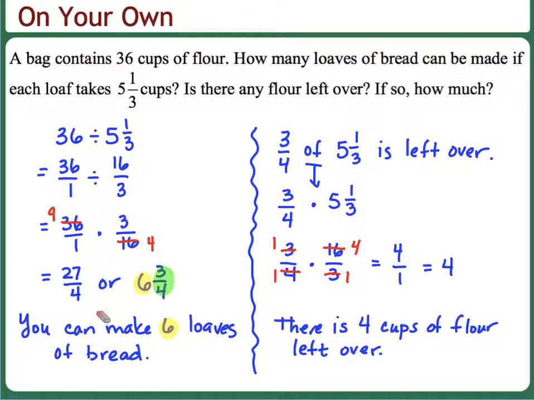All right, after dividing, you can make 6 loaves, and there's 3/4 of a loaf left over. So 3/4 of the 5 1/3 cups that is required. Do the multiplication, and you have 4 cups of flour left over.